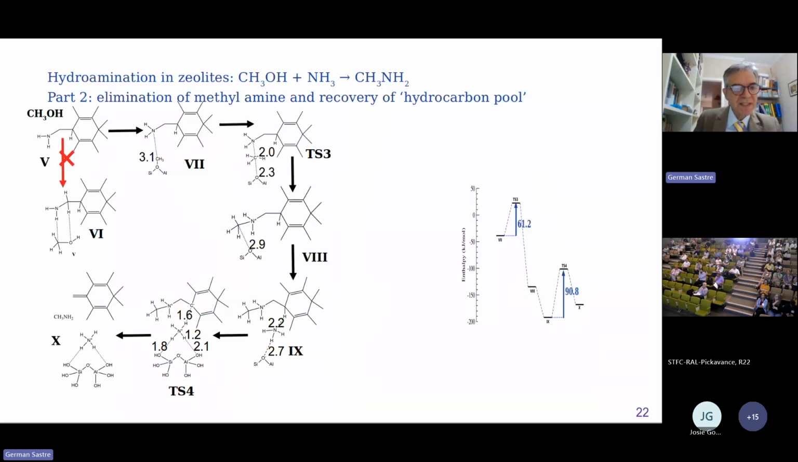So starting in the upper left, from intermediate 5, the direct interaction with methanol of this intermediate was not possible. The activation barrier was extremely large. So what we consider, if we go right, is the interaction not with the methanol, but with the adsorbed methoxy, which is well known also in zeolites as being an active site for many catalytic reactions. And this is formed by interaction of methanol with the Bronsted site.